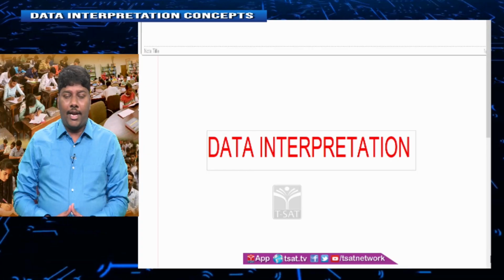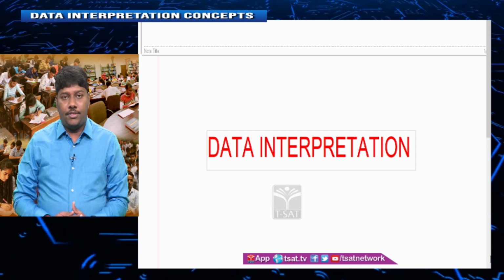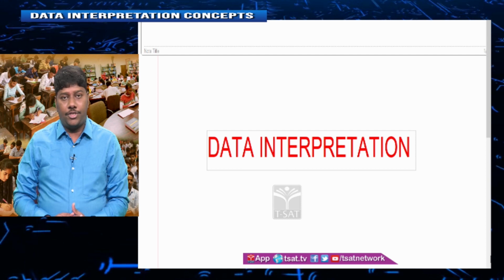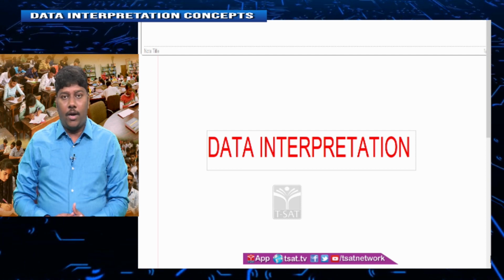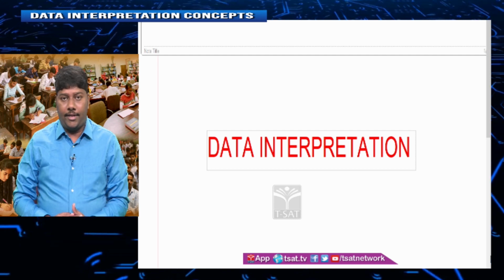So what kind of data interpretation questions may you get? Data interpretation questions will be of various types. They may ask you a question based on a bar graph, or a tabular graph, or pie charts, or a line graph.